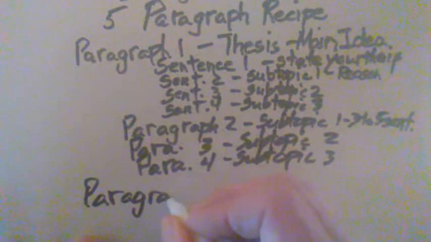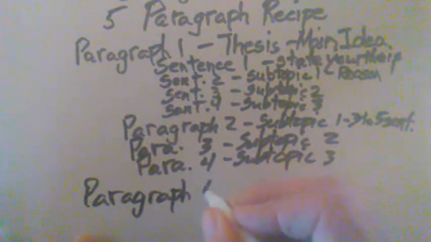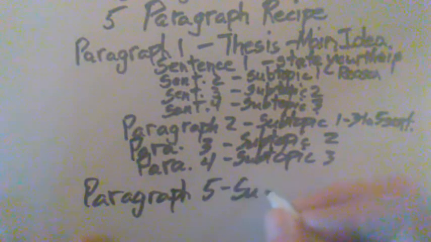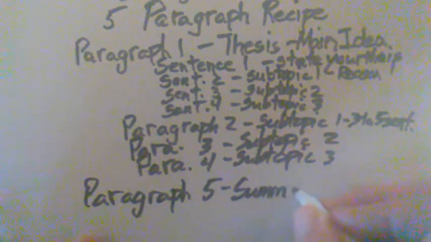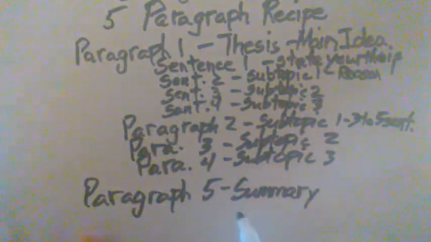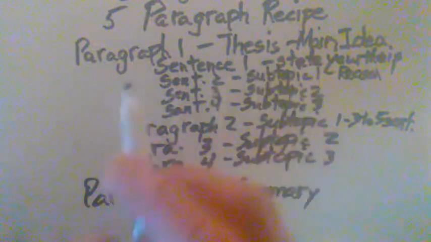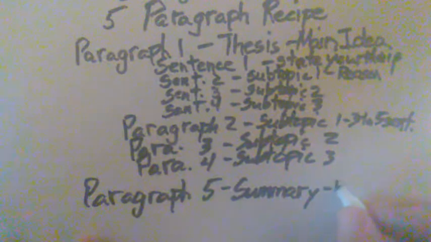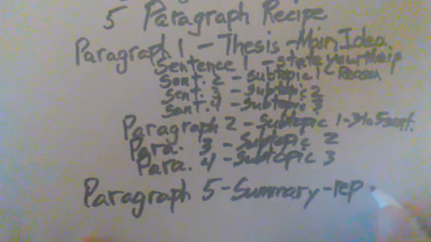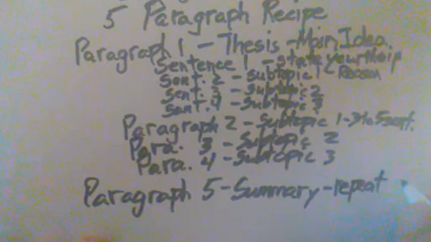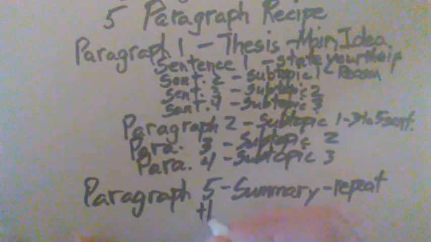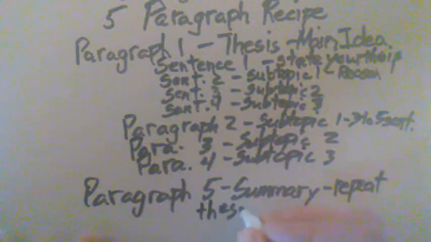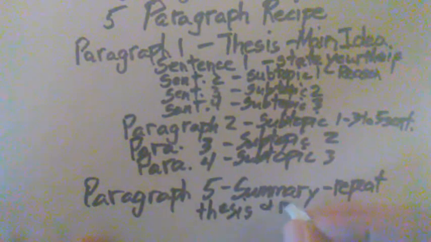Paragraph 5 is very much like paragraph 1. It's a summary. And in that summary, you're going to pretty much say the same thing you said in paragraph 1. You repeat your thesis. Of course, you don't write the exact same sentence, or that will just seem redundant. You repeat the thesis in slightly different words, and your reasons and your subtopics.